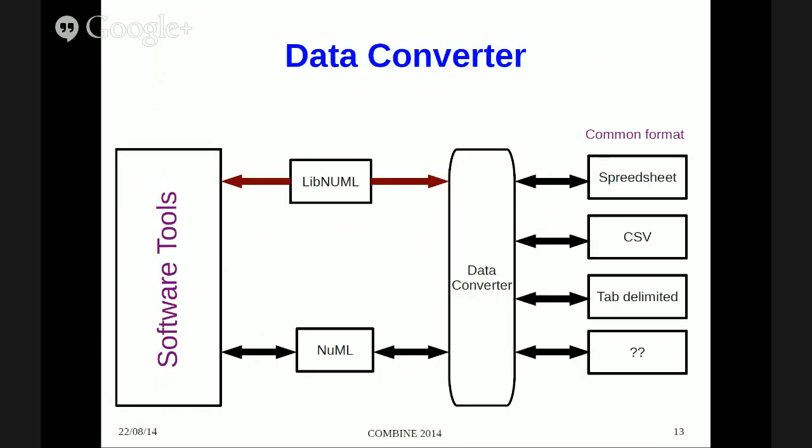So again, the idea being that you have this sort of converter layer and then you talk to whatever format is underneath. Currently, CSV is the only supported format. But essentially, you know, this could include BioSignalML or FieldML or whatever.